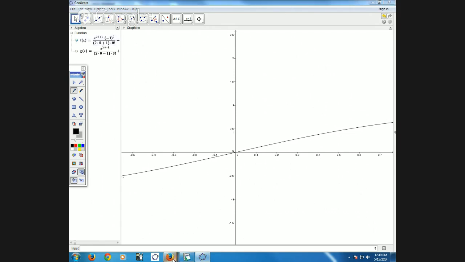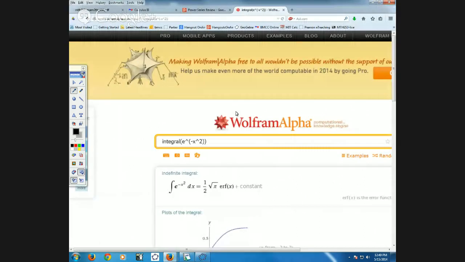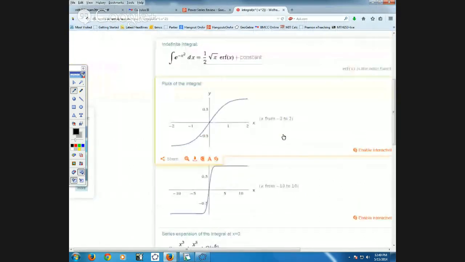Interesting. Well, I guess that's what it does look like. Oh, right. That is what it looks like. I was thinking of the graph of e to the negative x, before the integral. That looks totally different.